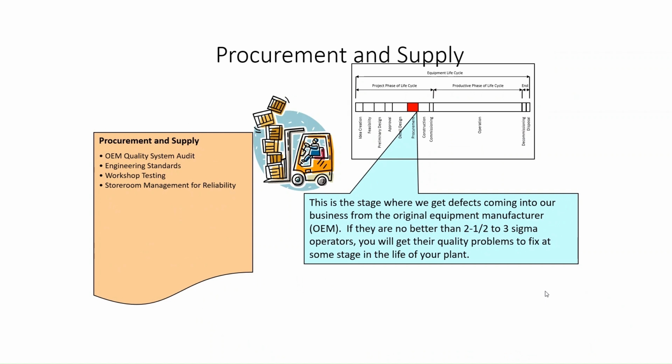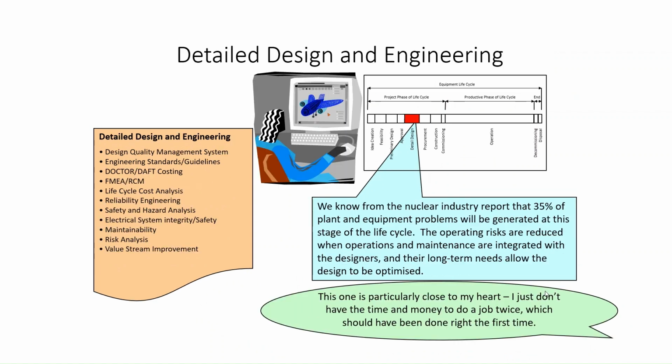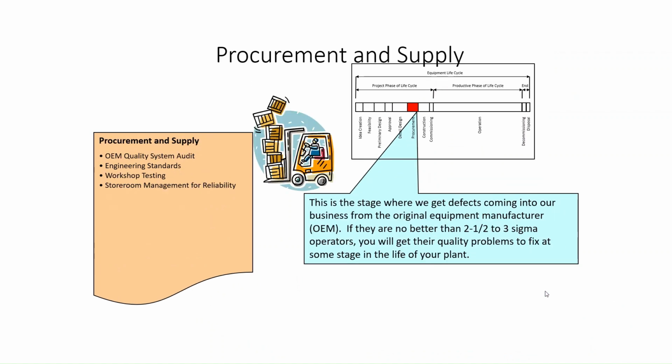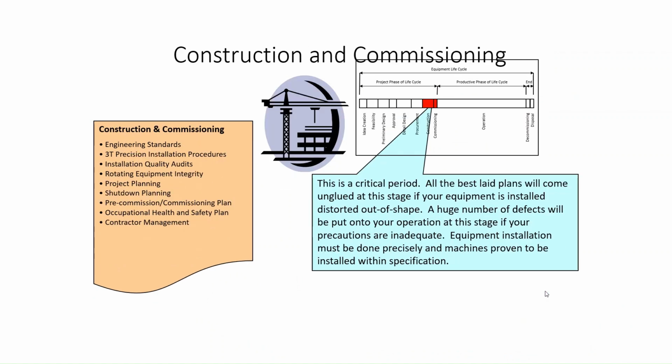OEM quality system audit. Engineering standards. Workshop testing. Storeroom management for reliability. This is the stage where we get defects coming into our business from the original equipment manufacturer, OEM. If they are no better than 2.5 to 3 Sigma operators, you will get their quality problems to fix at some stage in the life of your plant.